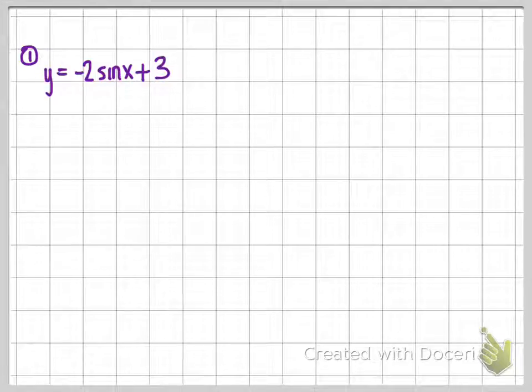Okay, so just to refresh your memory, let's do two problems where we just have an amplitude change and a vertical shift change. So let's graph y equals -2 sine of x plus 3, and then let's also graph y equals 1/2 cosine of x minus 2.